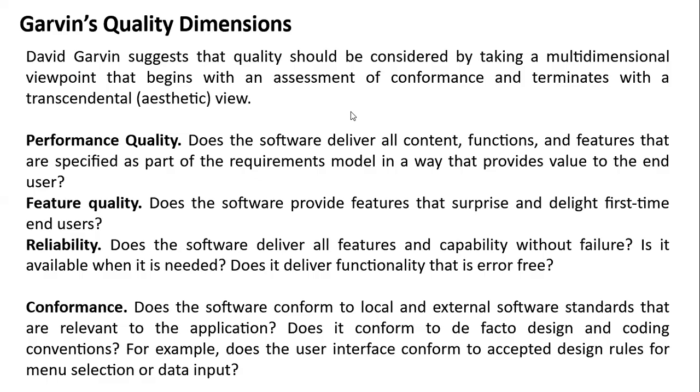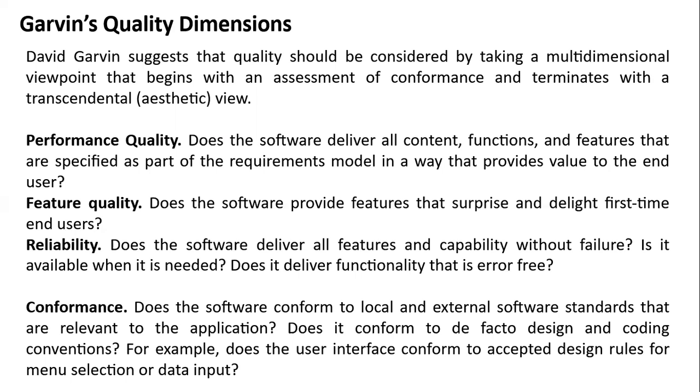Next, we can discuss Garvin's quality dimensions. Garvin suggests that quality should be considered by taking a multi-dimensional viewpoint that begins with an assessment of conformance and terminates with a transcendental or aesthetic view. Here we are discussing performance quality. Does the software deliver all content, functions, and features that are specified as part of the requirements model in a way that provides value to the end user?